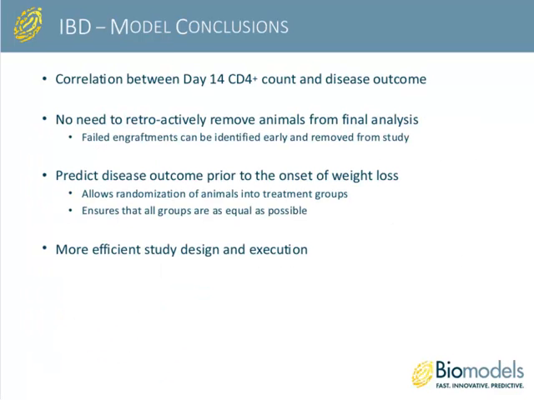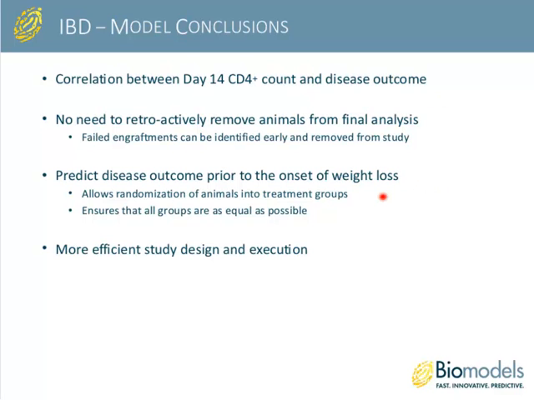So in conclusion, for the enhancements to this model using just this very, very simple FACS analysis, there is this correlation between the early CD4 count and the disease outcome. Usually in this model, we start treatment around about day 14 or later. So we can do this assessment before the onset of treatment, so you don't need to retroactively remove animals from the final study analysis. You just, at day 14, if they don't have a T-cell count, you just get rid of them from the study. So you don't waste mice, you don't waste reagents, you don't waste time.